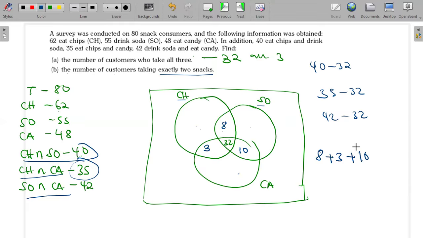So when we add 8 plus 3, that gives us 11, then plus 10. That's going to give you 21. So when you add this here, it gives you 21. Our answer is 21, those that like exactly 2 snacks.